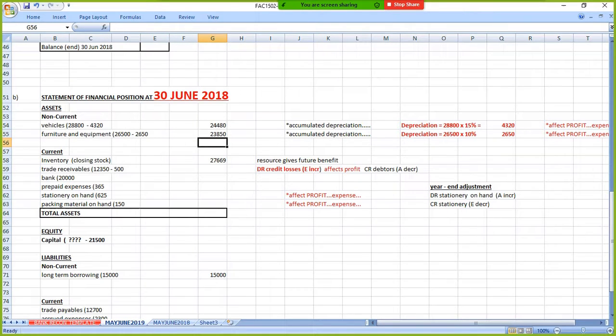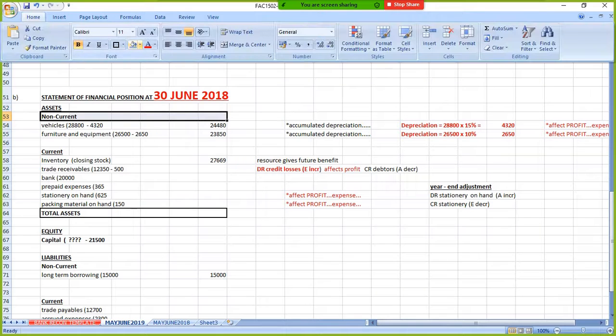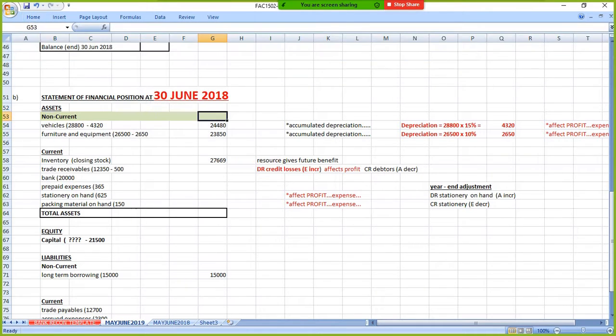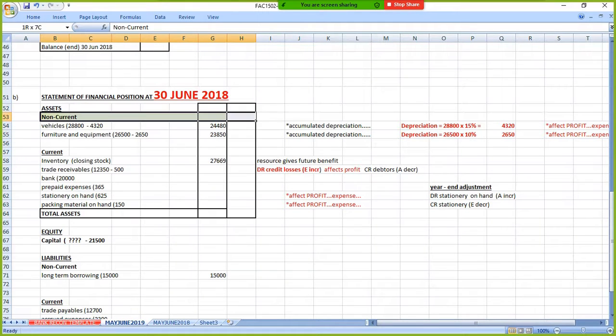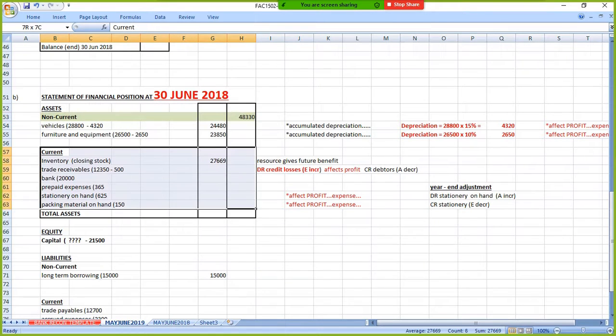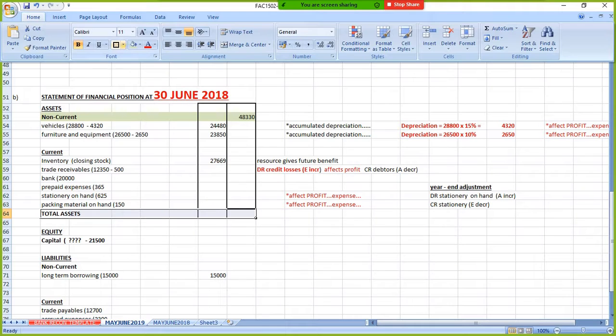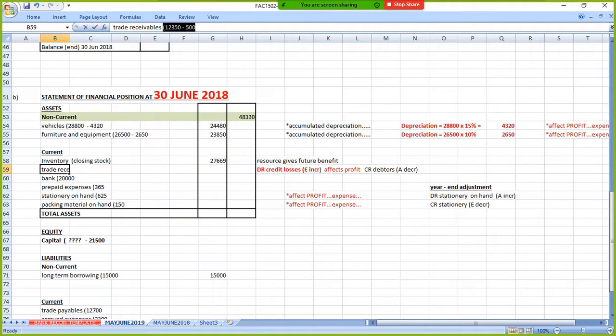That's the answer. Can I add up my non-current? Yes, I can. If I sum up, let's use a two-column approach. I like using two columns. It's neater. Plus. Right, there's my total non-current assets. Current, same thing. Add up. This I can add. Bank didn't change. This didn't change. This didn't change. That didn't change.